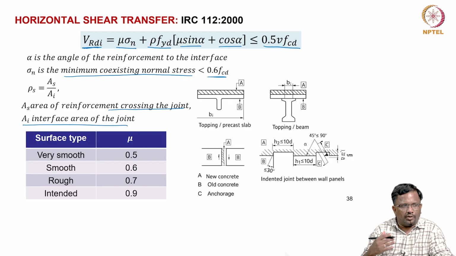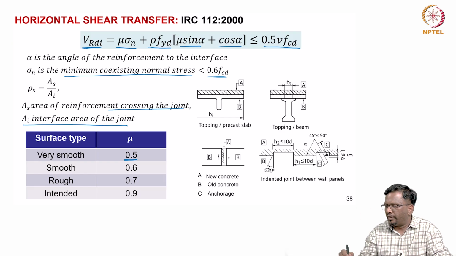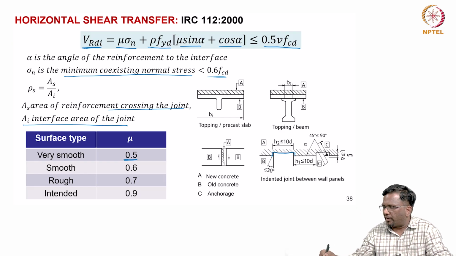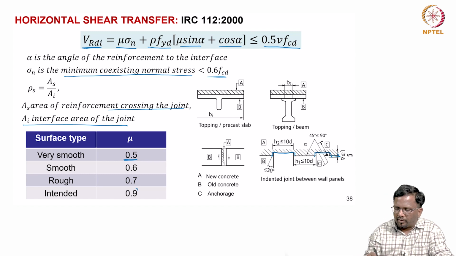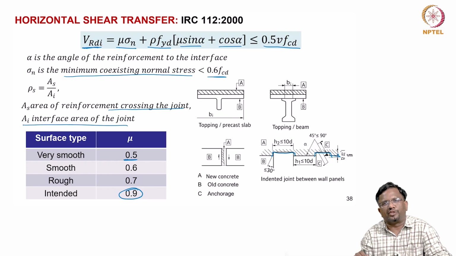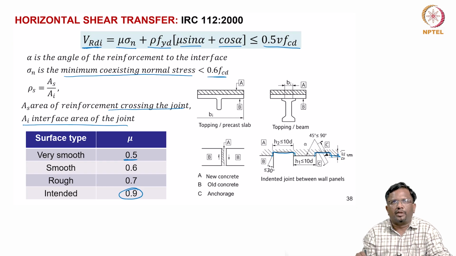Now, depending upon the different surface types, I can assume different friction coefficients. If I have a very smooth surface, I have to assume a friction coefficient of 0.5. If it is indented surfaces like this, with different indentations that I create purposefully in the precast joint, then I can go for a very high friction coefficient of 0.9. Okay. So, that will help you.